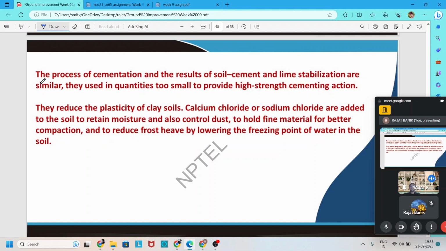The soil cement reduces the plasticity of the clay, and if we use additives like calcium chloride and sodium chloride with the soil cement, these additives are used to retain the moisture content of the soil, sometimes to control the dust and hold the fine material, and also to reduce the frost heave action by lowering the freezing point of the water.